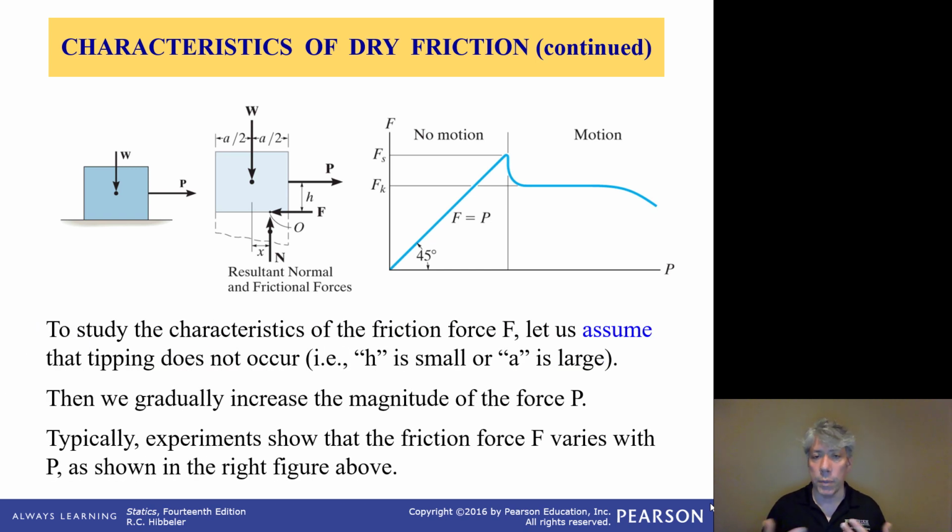So if we assume that tipping does not occur, and we plot this graph and apply the force P as it increases, this is what we'll see. This is the response of it, the pulling force versus the frictional force. Now, why they have the graph dropping off at the end, I don't know. I'm not familiar with that part of it. We're not going to dive into that.